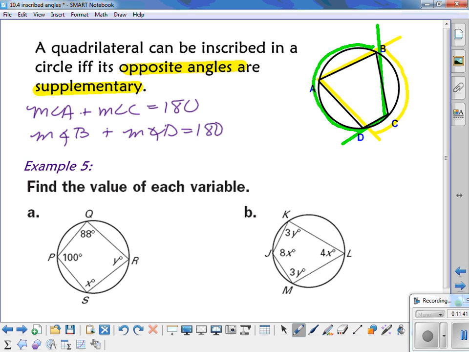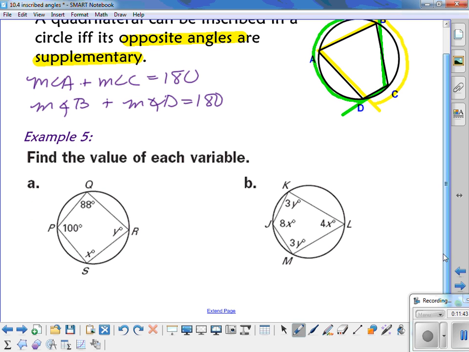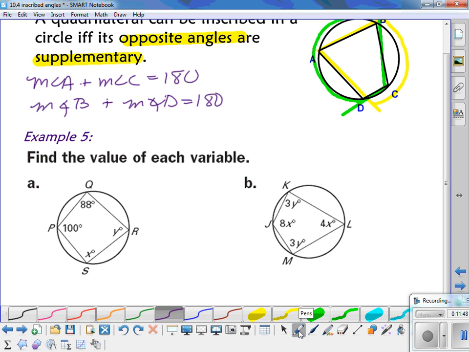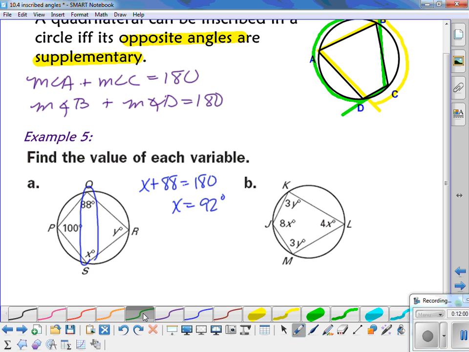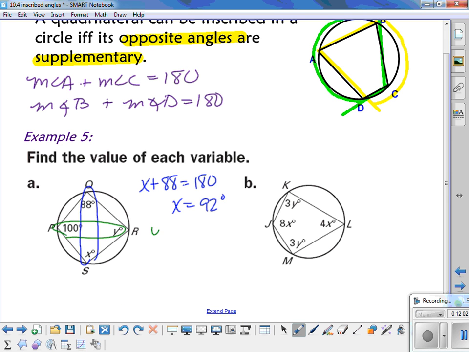So we can use this property to solve problems. If we take a look at example A, I know that the opposite angles have to add up to 180. So x plus 88 has to equal 180. And so when you subtract 88, you get x is equal to 92. And then looking at the other opposite angles, y plus 100 has to equal 180. And so y equals 80.